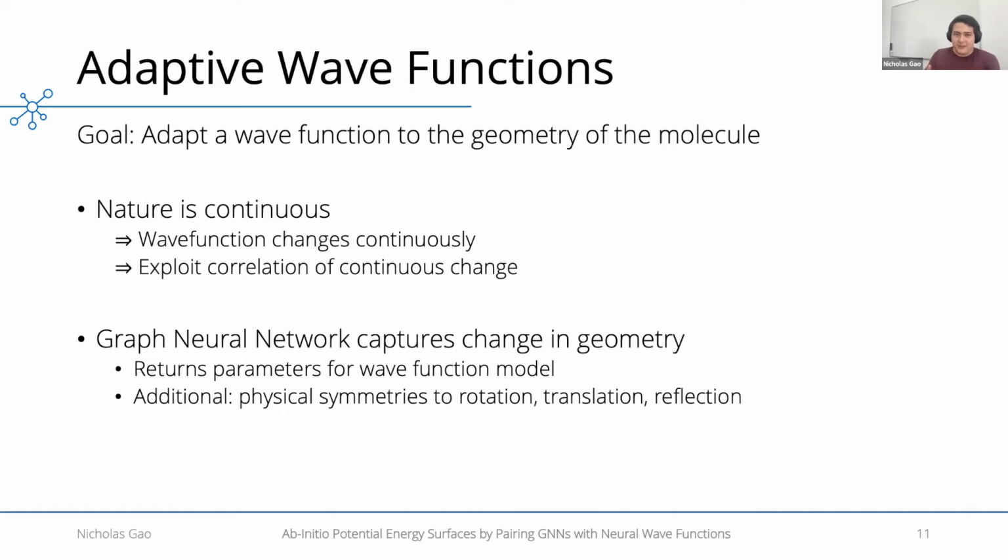This comes with additional benefits, in that we can integrate physical symmetries. For instance, if you have a molecule in vacuum, and you rotate the molecule or translate it in space or reflect it, its energy doesn't change, because there's no reference point. This doesn't matter. So the energy is invariant against this, and we want to encode this in our new model as well.